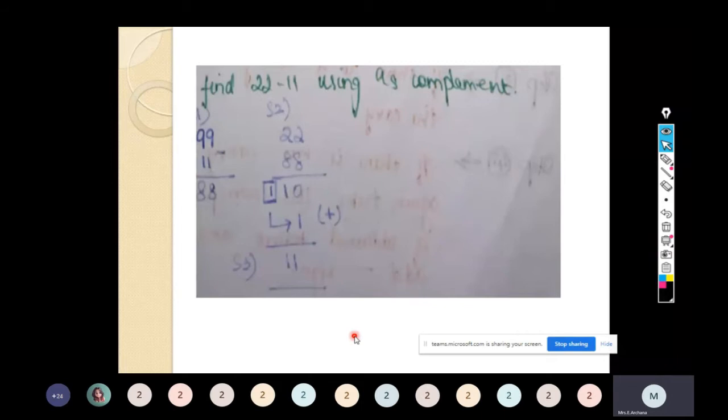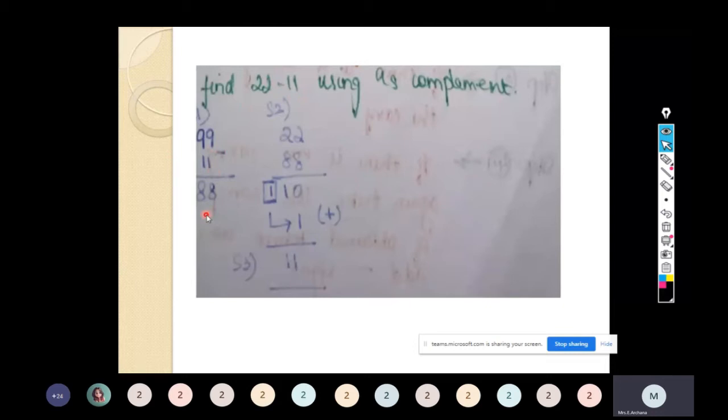Find 22 minus 11 using 9's complement. So it is of the form A minus B, right? First, we have to find 9's complement for B. What is the B value? 11. It consists of 2 digits. So it is subtracted from 99. 99 minus 11, the answer will be 88.